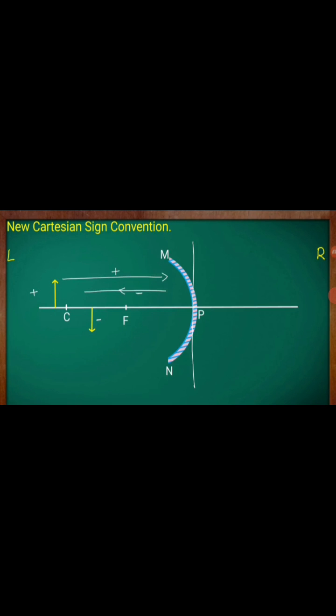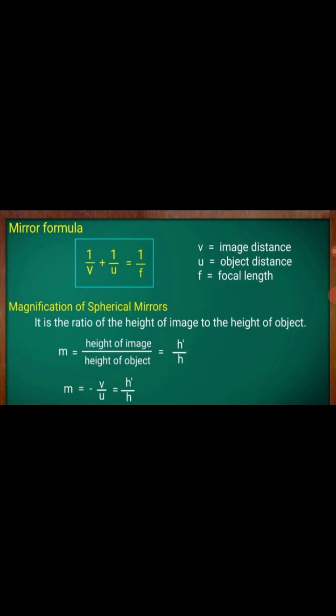Distances, if from left to right, positive, or from right to left, negative. Height above the principal axis, positive, below the principal axis, negative. You need to remember this, to learn about the mirror formula, it is very very important, children. The mirror formula says 1 over v plus 1 over u is equal to 1 over f, where v is the image distance, u is the object distance, f is the focal length.